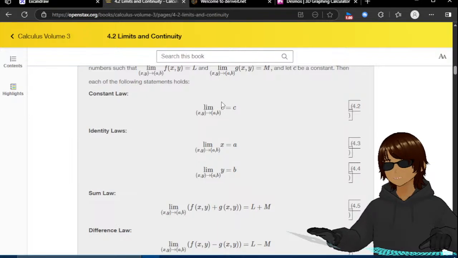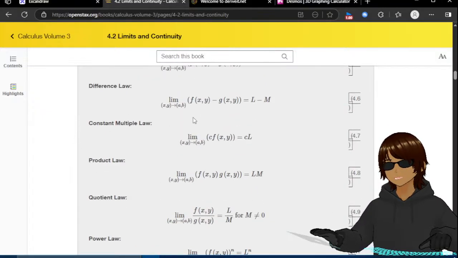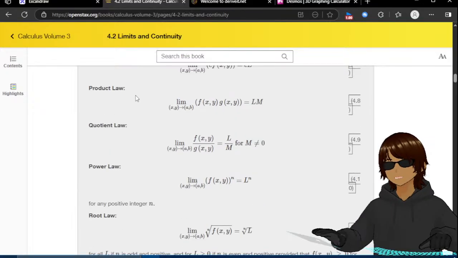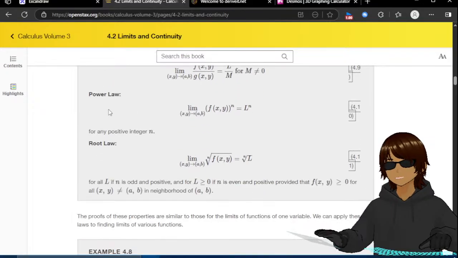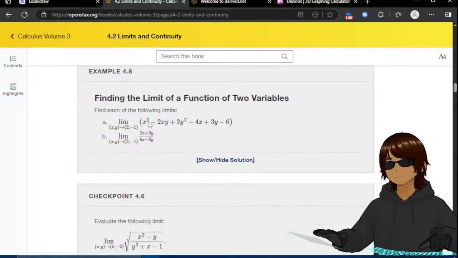Okay, so constant law, identity law, sum law, difference law, constant multiple law. I'm guessing most of these would hold. The proofs for these properties are similar to those for the limits of functions of one variable. You can apply these laws to finding limits of several variables. For each of the following, find the limit.